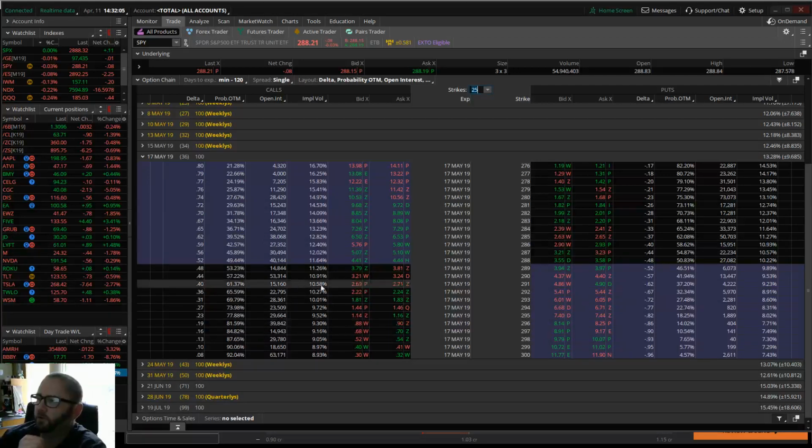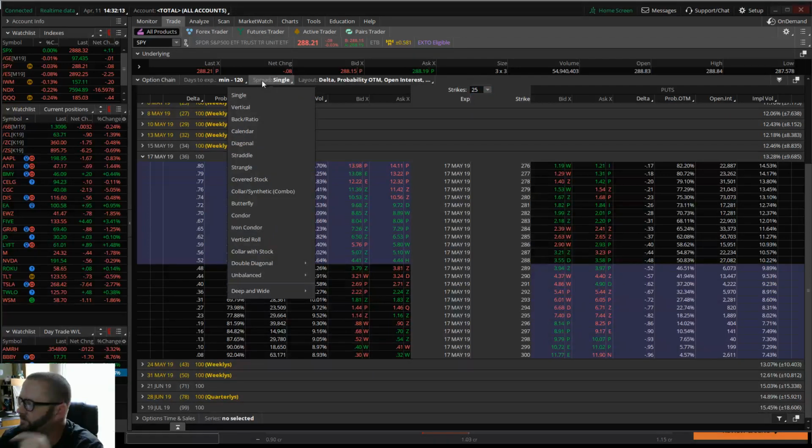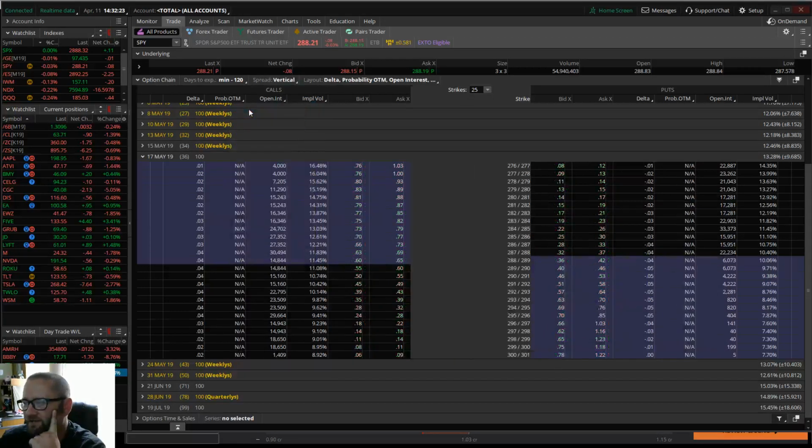So you can go here on this top columns area where it says spread. Most likely you have it on single if you've been using this to trade just longs. If you click on it, it'll give you all the options available. Okay. I absolutely hate this view. If I changed it to vertical, you can see it changes the strikes to dollar-wide strikes. It just changed it to the next strike. I hate that.